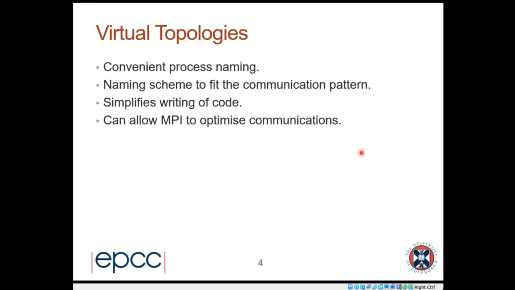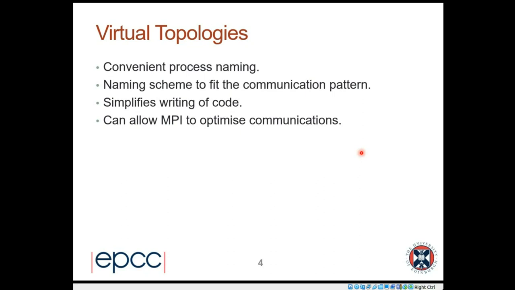So virtual topologies give you two things. You can tell MPI that you are thinking of your processes being arranged, in this case, in a regular grid. And it also gives you helper functions, bookkeeping functions for doing lookups, neighbors left, right, up, down, forward, backward. So it gives you a naming scheme to fit the communication pattern. You can start to talk about the process at grid coordinates 3, 2, 7, rather than process 93.